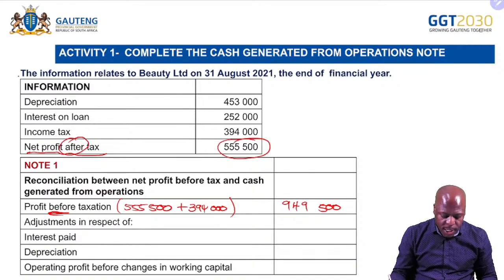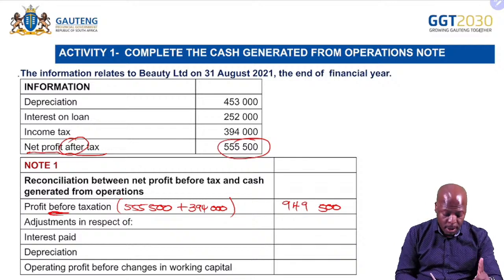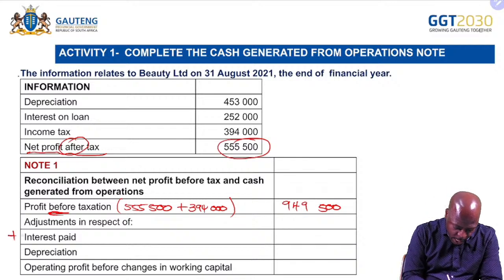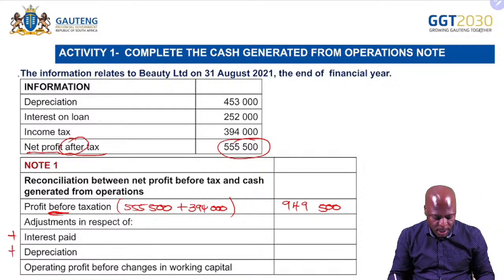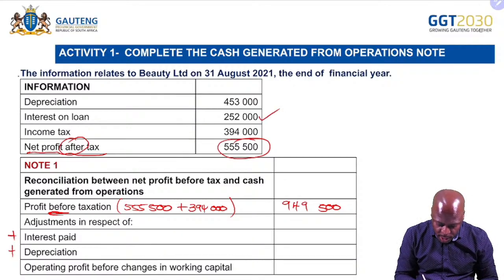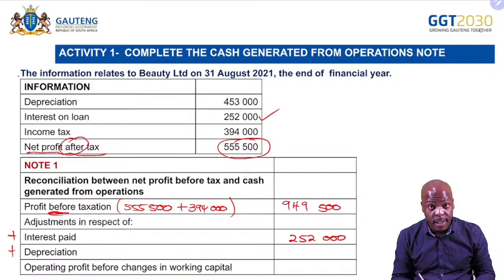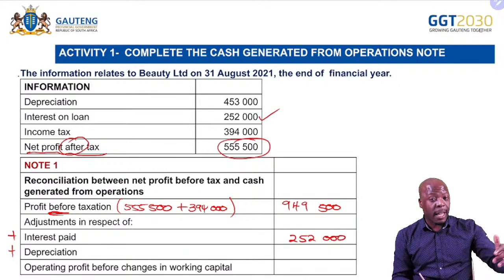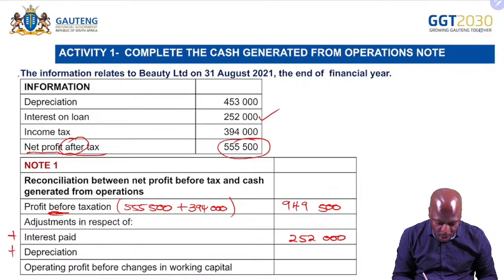And then adjustments in respect of, number 1, interest paid. Remember, I told you these two, you are adding them back. You're adding them back. Okay? Interest paid. You're going to come and take your interest on loan here, which is your 252,000. So I'm going to come here. Interest paid is 252,000. I'm adding it back so that I can show it properly on the face of the cash flow statement.